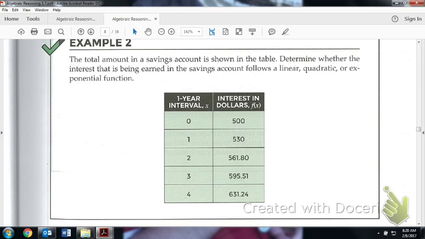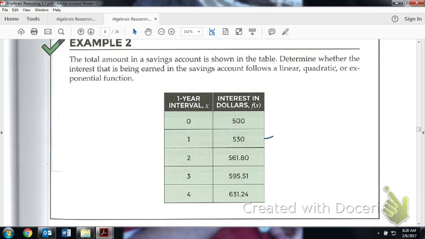All right, example 2, just like example 1, the total amount of a savings account is shown in a table. Determine whether the interest being earned in the savings account follows a linear, quadratic, or exponential function. So we'll just start out finding our differences.